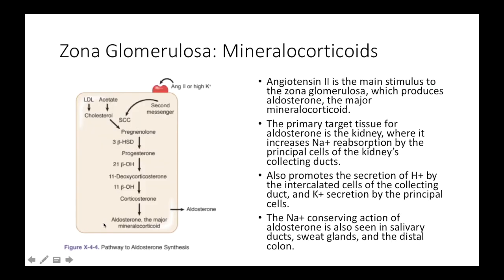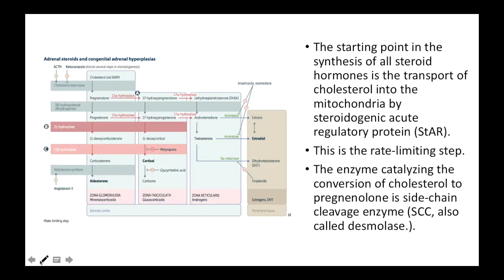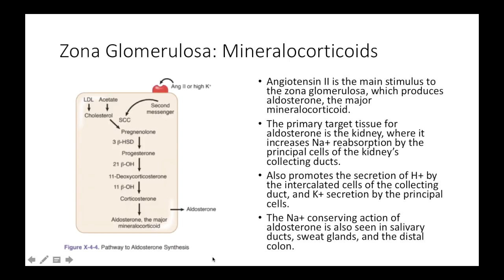So we're going to start with the glomerulosa. So let me just also mark that here. We have our GFR going on here. So starting with the glomerulosa, as I mentioned before, angiotensin II is the main stimulus to this area, and at the end of this particular pathway, we are producing aldosterone, which is the major mineralocorticoid here.